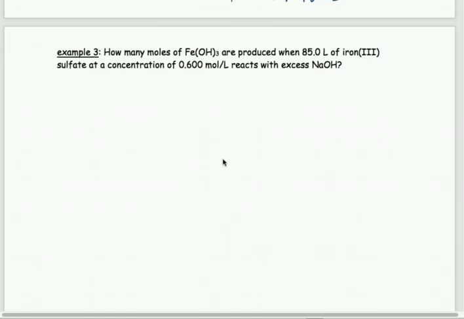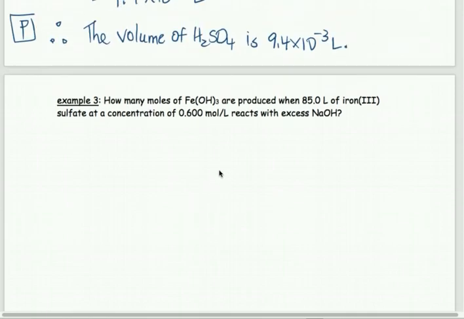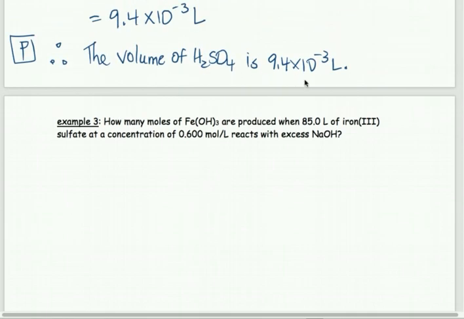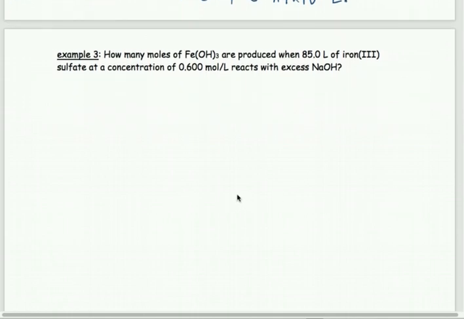Okay, so yes, there's another example here. Sorry, the volume of the sulfuric acid, there we go, 9.4 times 10 to the negative 3 liters. Okay, so here's another example, but again, if you don't need to see another example, just stop the video and go and practice, okay? Here, we'll just carry on.